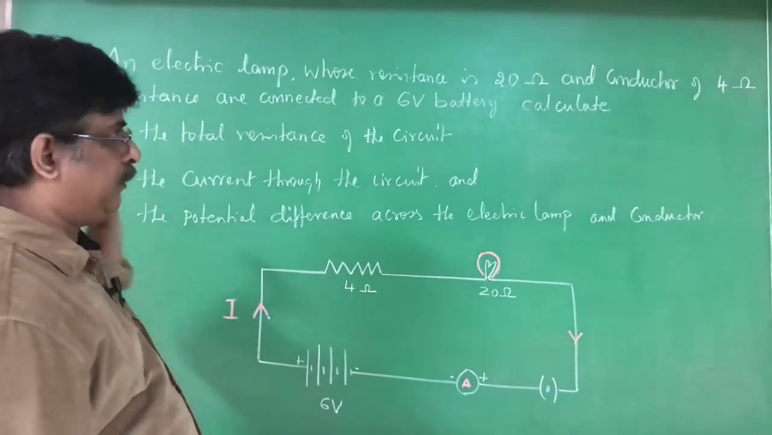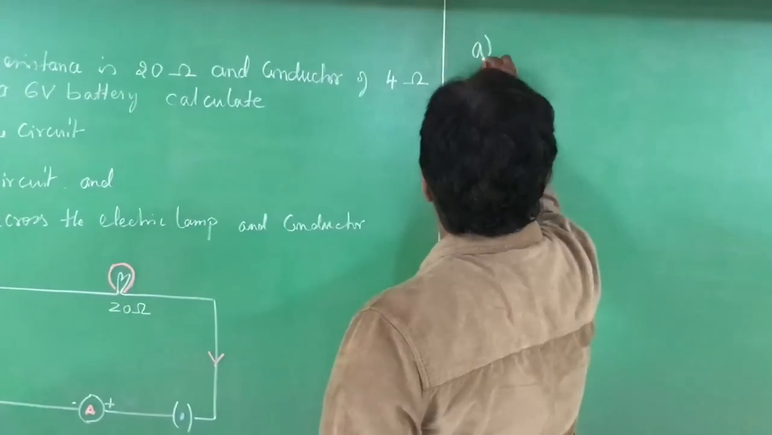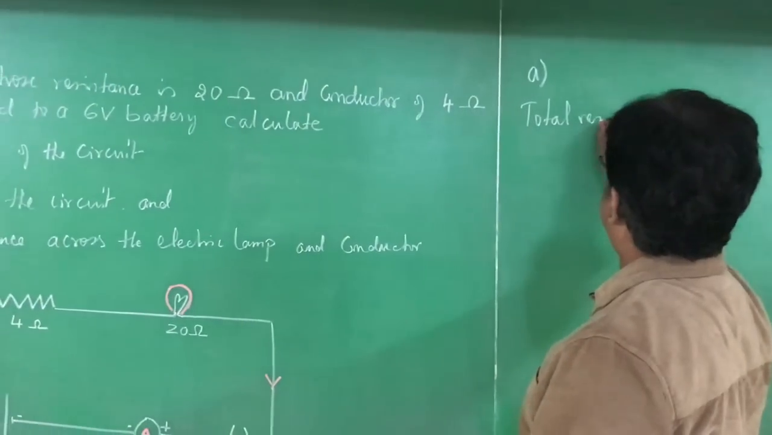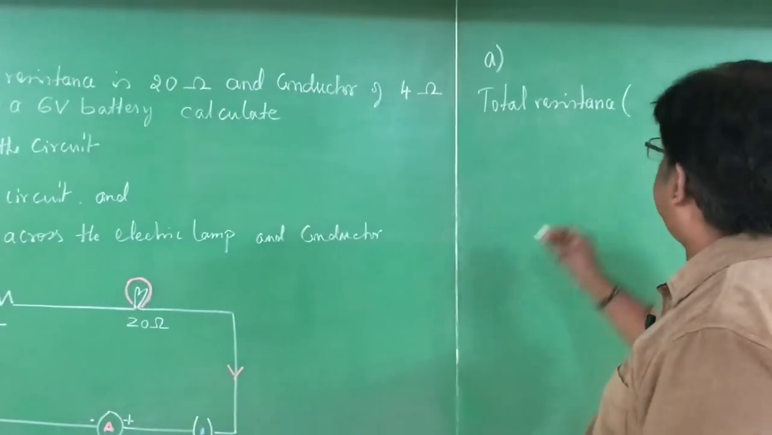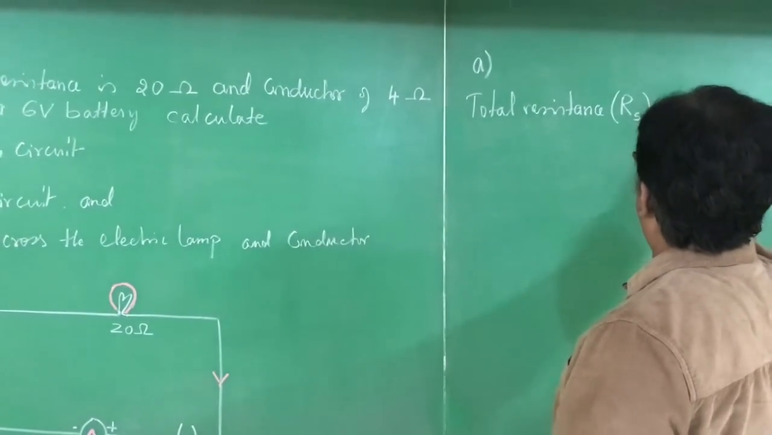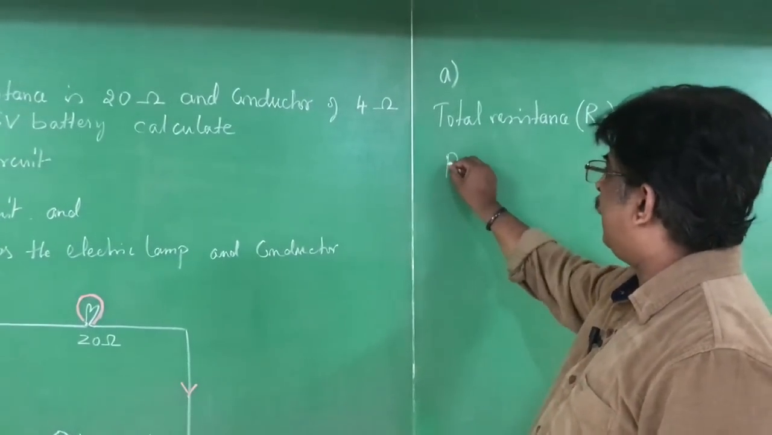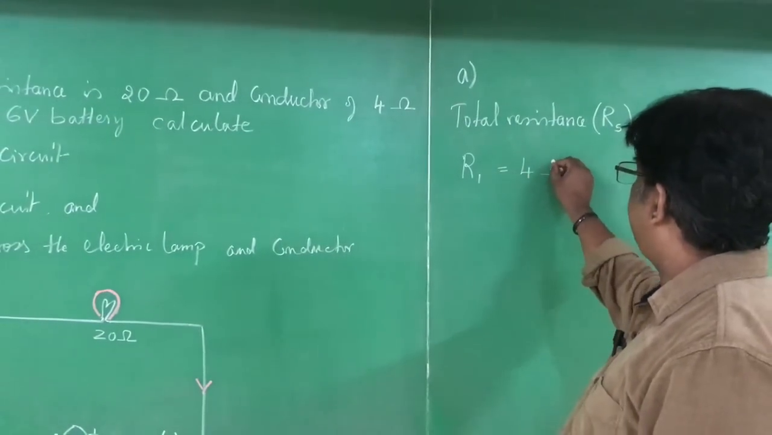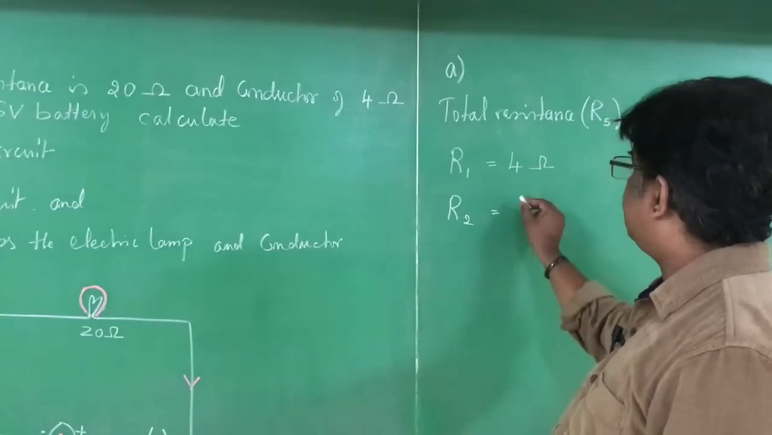Therefore, I solve the first problem. First problem is A, they are given. We have to find the total resistance. Total resistance we have to calculate. Here the resistors are connected in series. I write RS, that is question mark. There are 2 resistors. One is R1. I take one as R1. R1 is 4 ohms. And R2 is the resistance of the bulb. That is 20 ohms.